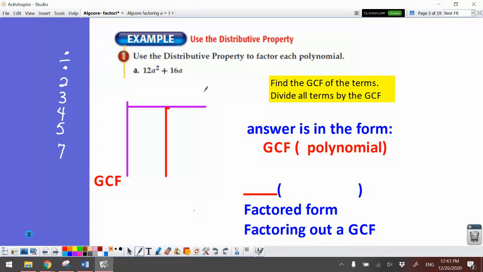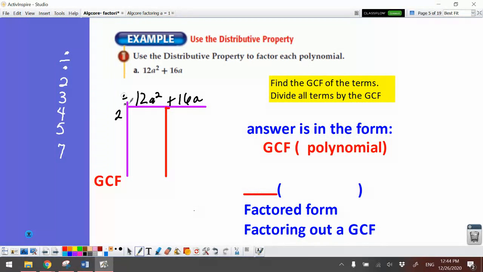All right, so now let's take a look at our first binomial. 12a squared plus 16a. And here are the numbers we're going to use: 2, 3, 4, 5, 7. If we focus on those numbers, we ought to be able to eventually get to our GCF, okay? So we're going to start with 12 and 16. What number goes into 12 and 16? The first one I know that can go into 12 and 16 is 2.